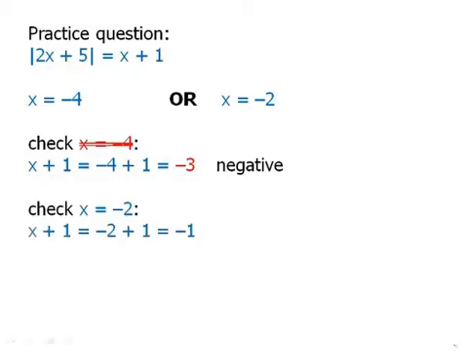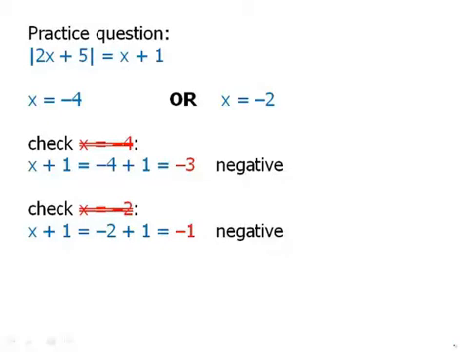Now we'll check -2. When we plug that into the right side, we also get a negative number. So that also doesn't work for the same reason. We can't have the output of the absolute value equaling a negative number. So both of these answers resulted from correct math. We followed all the steps of the math correctly, but both of these are extraneous roots.